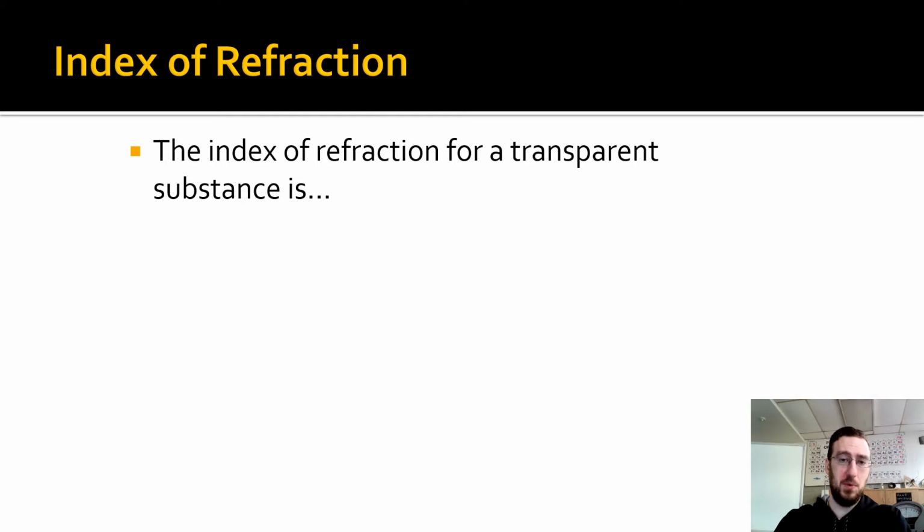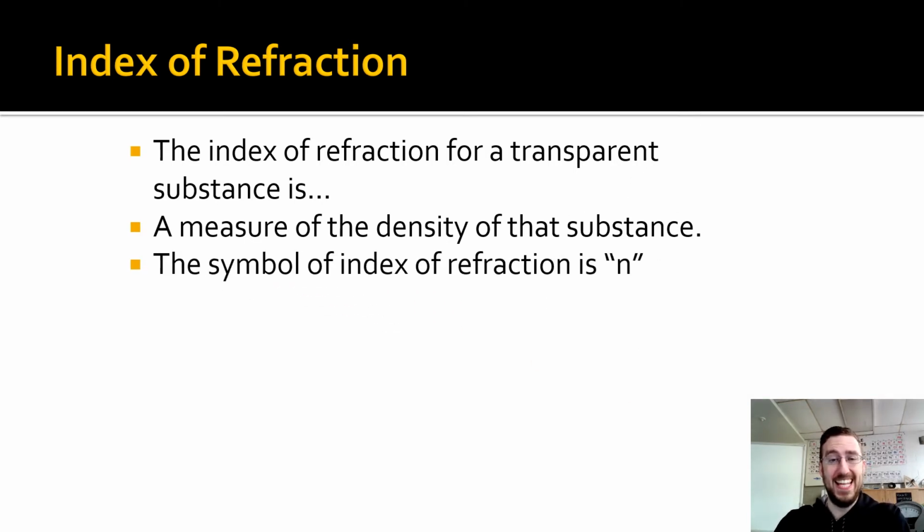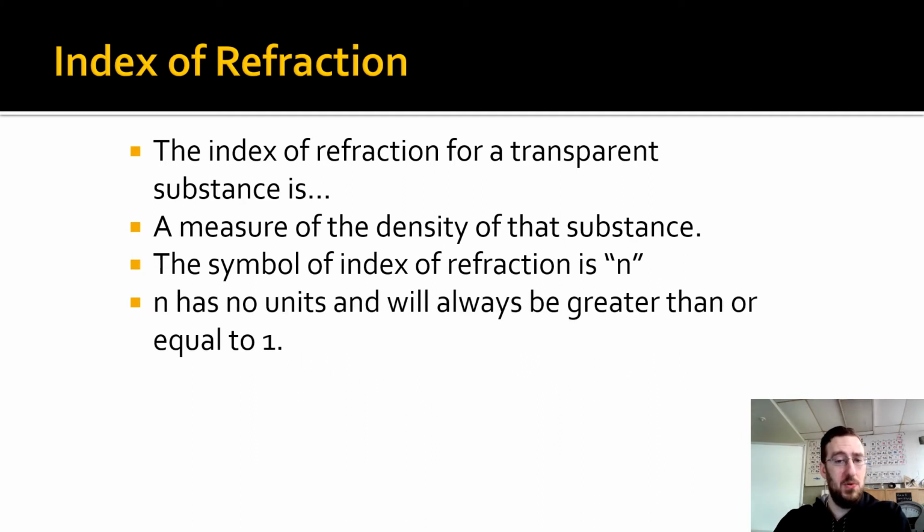Index of refraction is something we're going to need to know for Snell's law, the equation that describes all this really well. The index of refraction for any transparent substance is an indirect measure of its density. The more dense a substance is, the higher its index of refraction, generally speaking. The symbol we're going to use for this is N. This quantity has no units, as we'll see when we solve problems, because all the units cancel out. And it always has a value greater than or equal to 1. It can't have a value of like 0.5. That would be like the light traveling faster than the speed of light, and we know that's not possible, at least there's no evidence that it can.